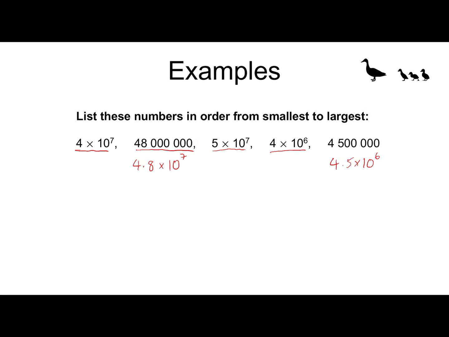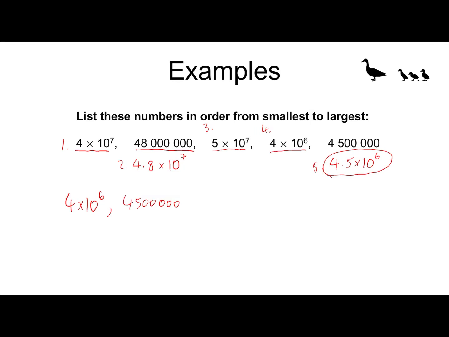Right, now we can decide which one is the smallest. Well, we've got, this one's 10 to the 7. This one's 10 to the 7. This one's 10 to the 7. This one's 10 to the 6. And this one's 10 to the 6. So anything with 10 to the 6 is going to be smaller than something with 10 to the 7. So the smallest number is going to be 4 times 10 to the 6. The next smallest is going to be this one here.